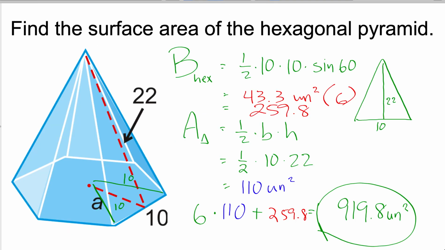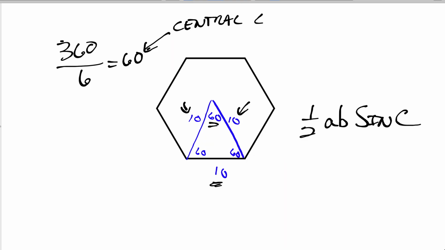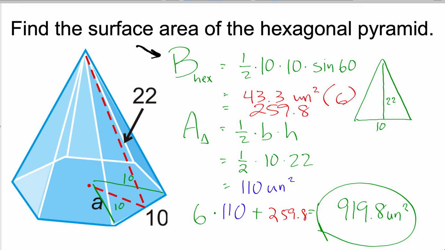Okay, so here we should have had 1/2 times 10 times 10 times sine of 60 from this slide right here. So that's 259. Each triangle is 1/2 times 10 times 22. And there are 6 of those in this case because it's a hexagon. So now I'm going to take my 6 triangles and add it to my base to come up with my surface area. Okay, that's what you need to know about finding surface area of a pyramid.